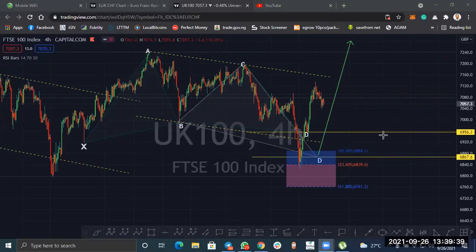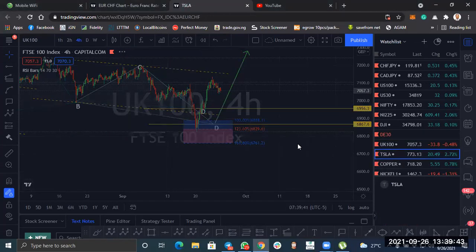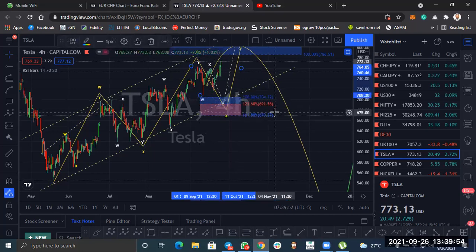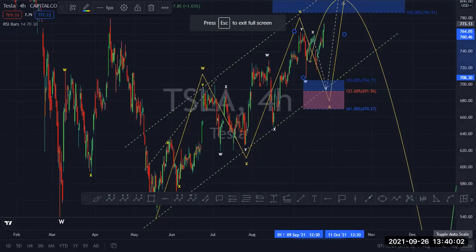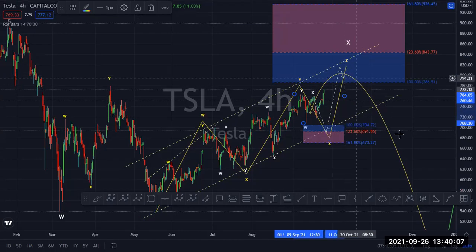The next page is Tesla. Okay. Tesla didn't come to the level where we expected, but it is buying. It is buying now. So you can see it's buying now. It didn't come as deep as our level. Now it is buying. It's left for you to join the buyers.